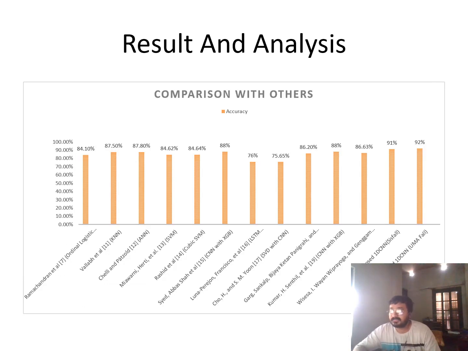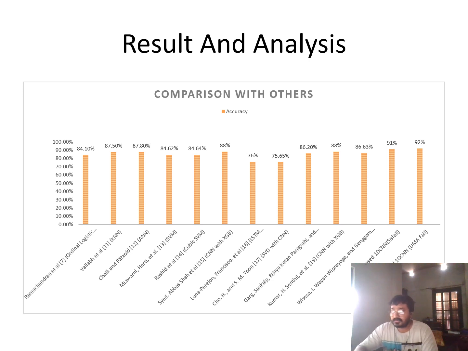Result and analysis. In this detailed comparison of various models, their respective accuracies are examined in the classification task. Ramachandran et al. employed ordinal logistic regression and KNN, achieving an accuracy of 84.1%. Ballob et al. used KNN, reaching an accuracy of 87%. Chezali and Petrozol used ANN, obtaining an accuracy of 84.62%.